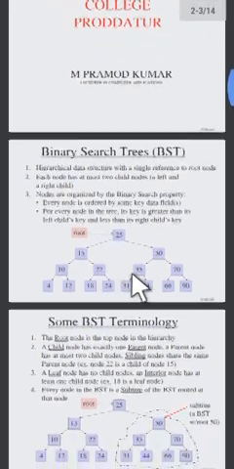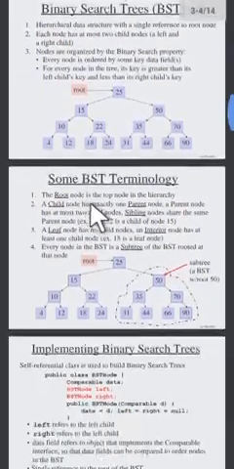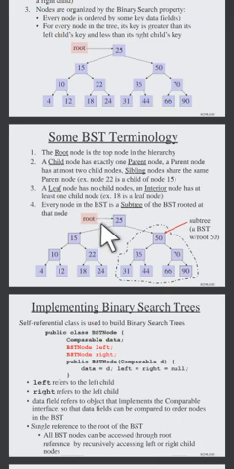And here we have some binary search tree terminology. The root. Every binary search tree has its own root. Here 25 is identified as the root node. And a child node has exactly one parent node, and this is the condition. Every child within the binary search tree must have only one parent node.